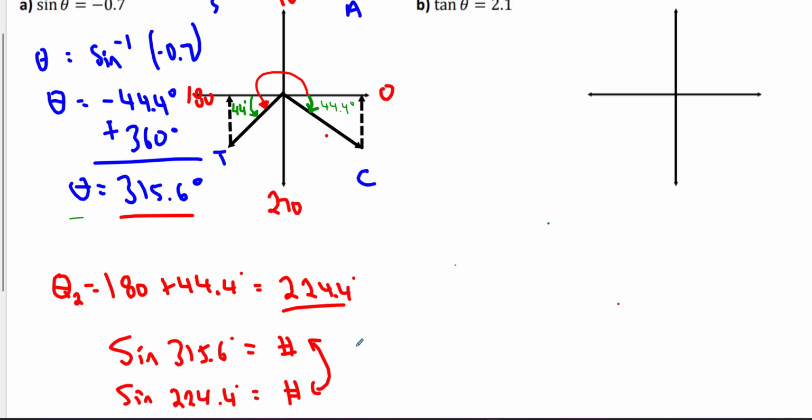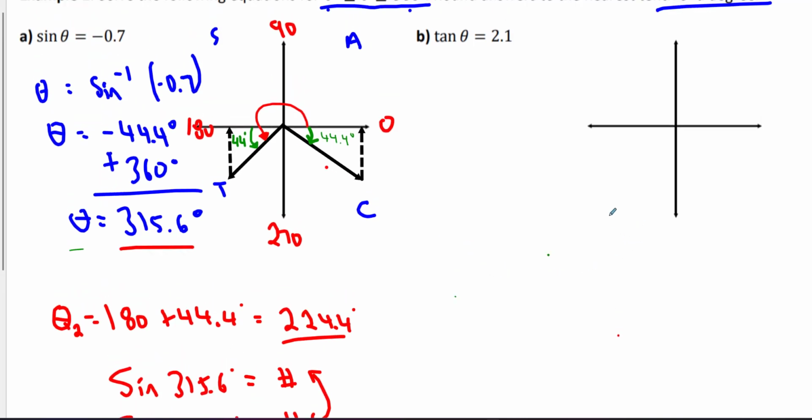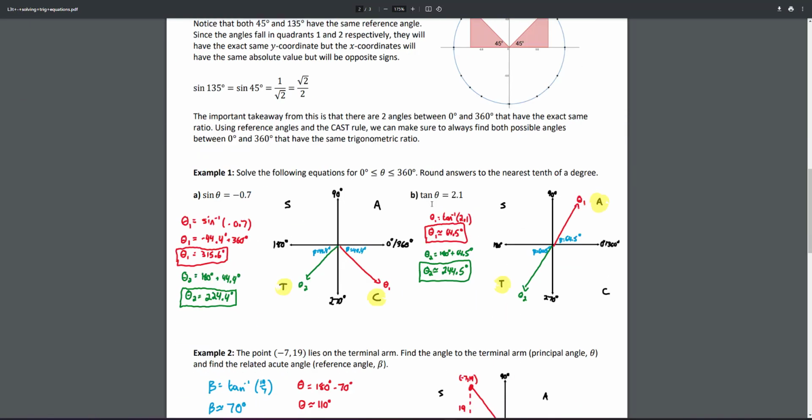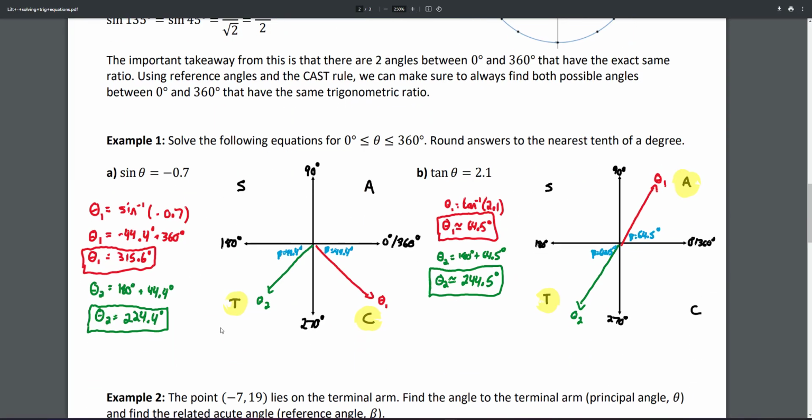So please, I ask everyone to do this right now. Take a calculator. Tell me what sine of 315.6 is going to be. And then do sine of 224.4. And you can see that they are very similar, right? I got negative 0.699 for both. And those are our two answers. We're done. And you can see here, that is how exactly they did it. 315.6 and 224.4. You have your two terminal arms.